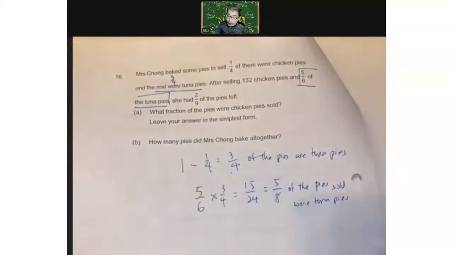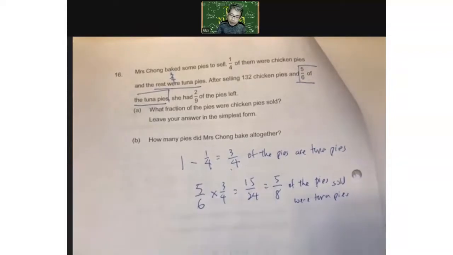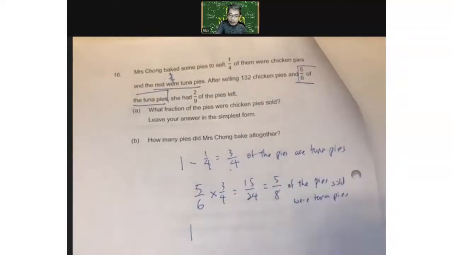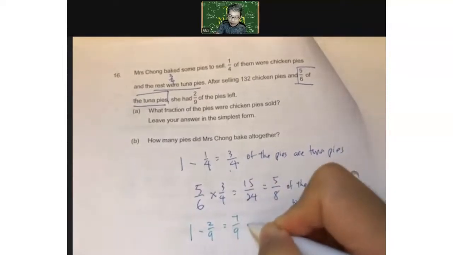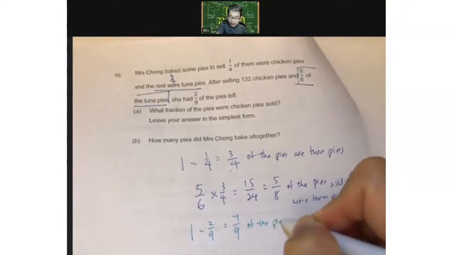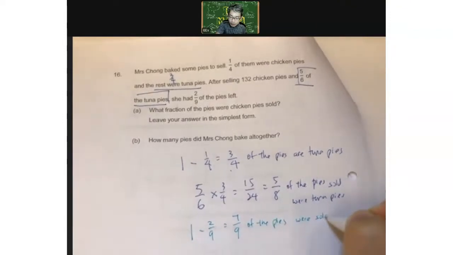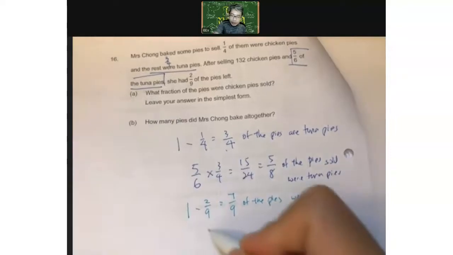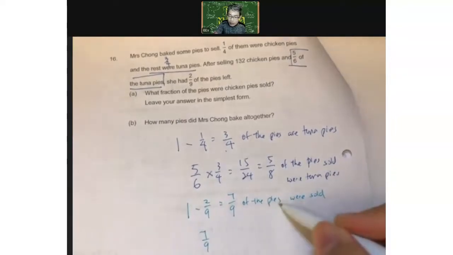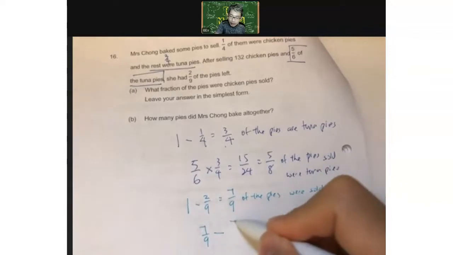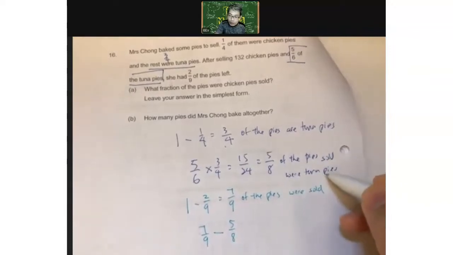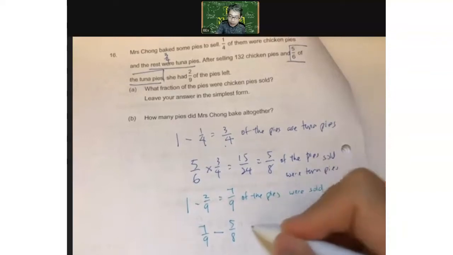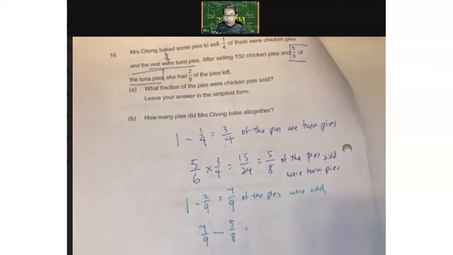Next step, 2/9 of the pies were left, which means that if 1 whole of the pies were there at first, take away 2/9 of the pies that were left, then 7/9 of the pies were sold. Now, 7/9 of the pies include the chicken pie and the tuna pie. So if 7/9 of the pies were sold, take away 5/8 of the pies that were sold, which were tuna pies, then we will get the fraction of the chicken pie that was sold.